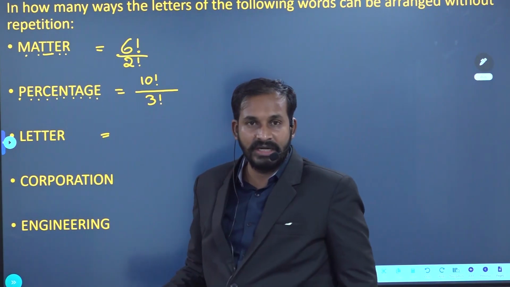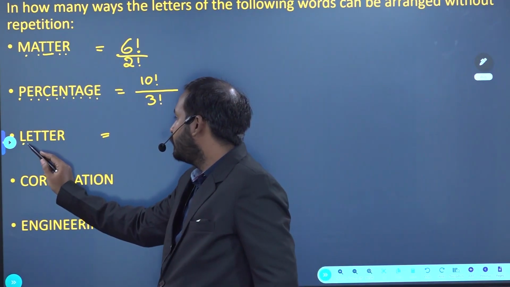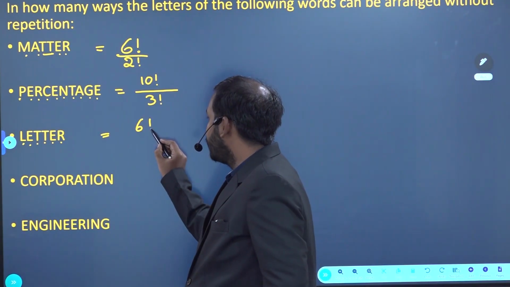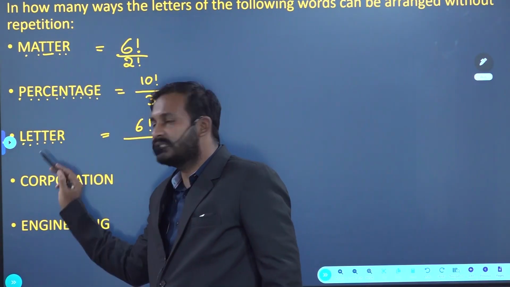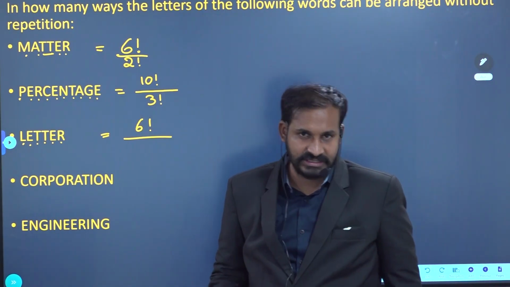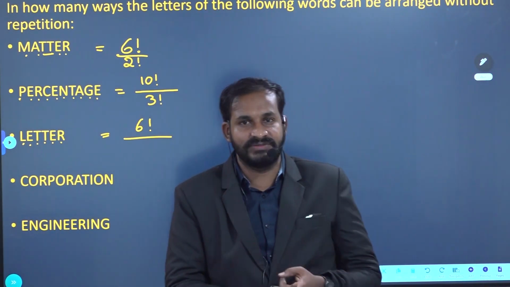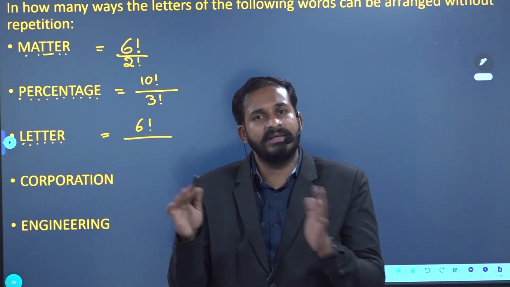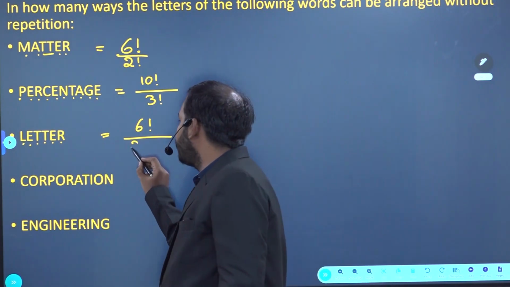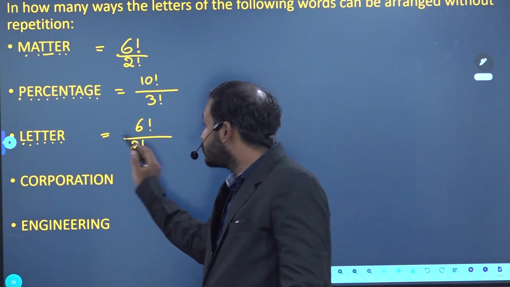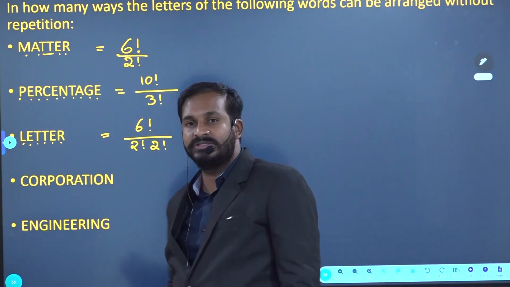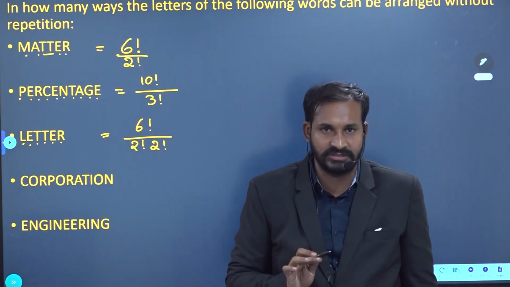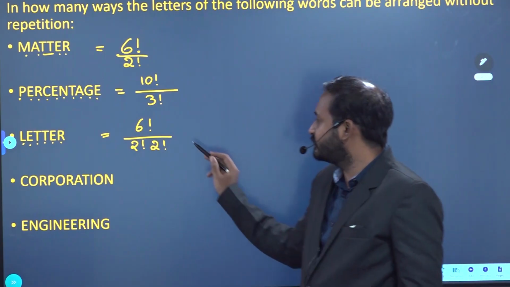Now please observe the word letter. 1, 2, 3, 4, 5, 6. 6 factorial by, please observe here, E was repeated twice and T was repeated twice. Don't add 2 plus 2 and write it as 4 factorial. Write them individually. So E was repeated 2 times, so 2 factorial. T was also repeated 2 times, so I will write it individually as 2 factorial. Don't write 2 plus 2 as 4 and write 4 factorial. That is wrong. Write them separately.